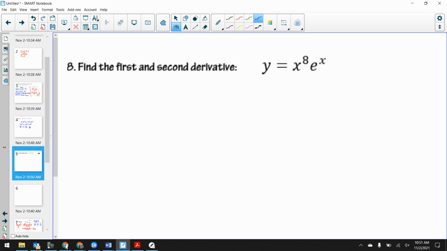Okay, y prime. What do I have to use? Product rule, right? Got to use product rule. F prime g, so this is f and this is g. F prime g plus g prime f. 8x to the 7th times e to the x plus, okay, g prime f. What's the derivative of e to the x? E to the x. X to the 8.